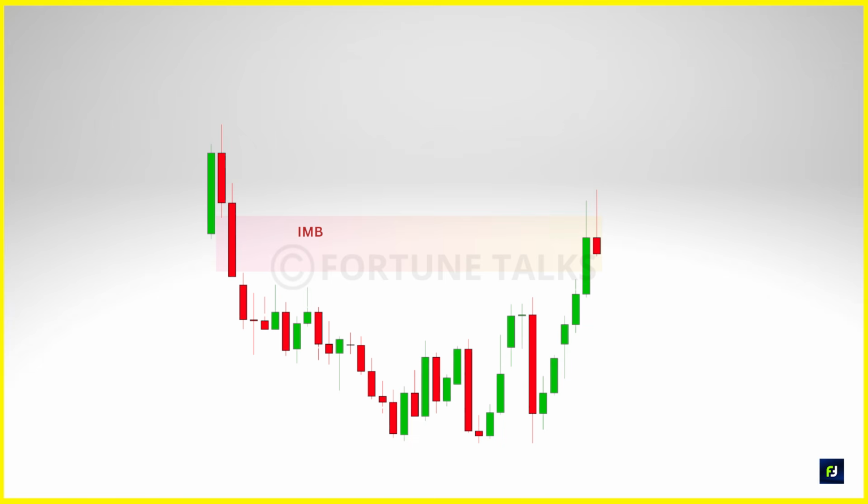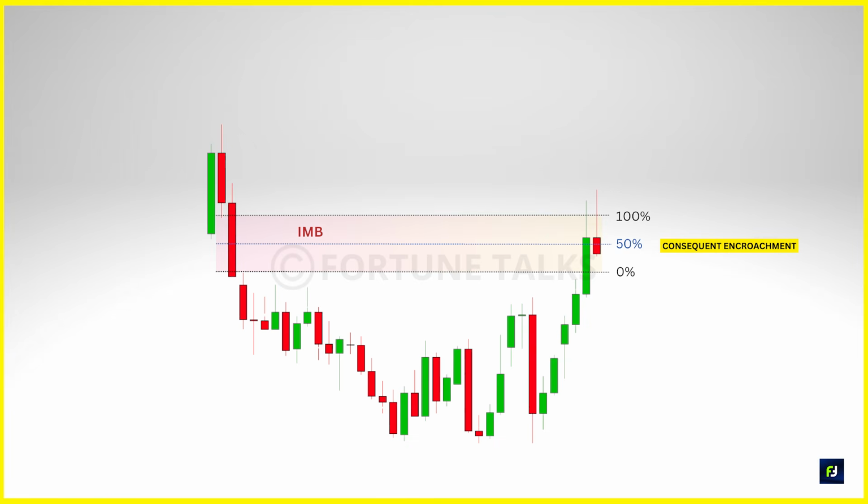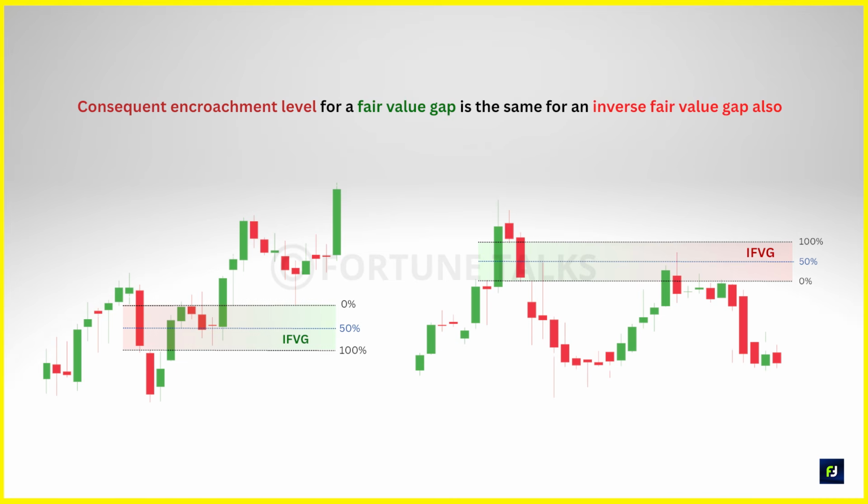Likewise, you can plot the 50% consequent encroachment level of a bearish fair value gap using a Fibonacci tool starting from the low of the first candle to the high of the third candle. Once you draw the consequent encroachment level for a fair value gap, you don't need to redraw it for an inverse fair value gap because the 50% level remains the same. This 50% level is very important when it comes to trading fair value gaps and inverse fair value gaps alike, because our trade entries, risk management, and reward to risk potential relies heavily on this level.